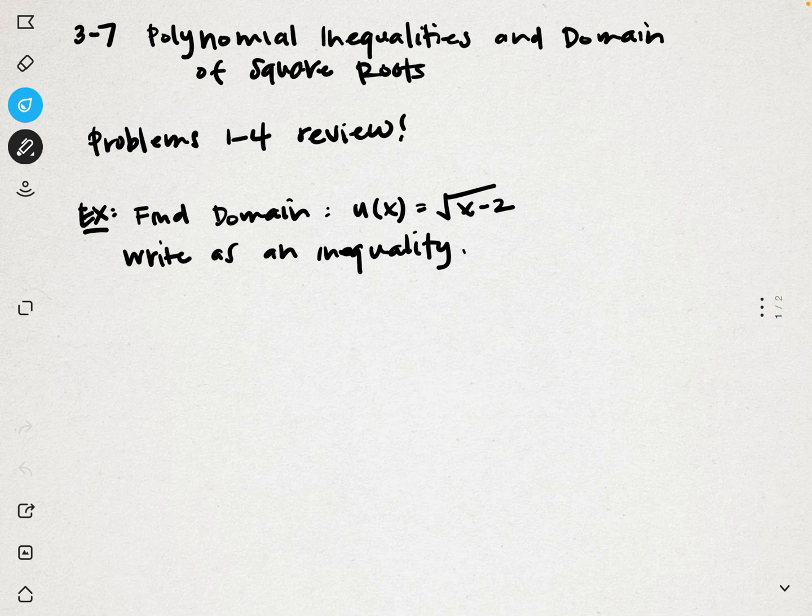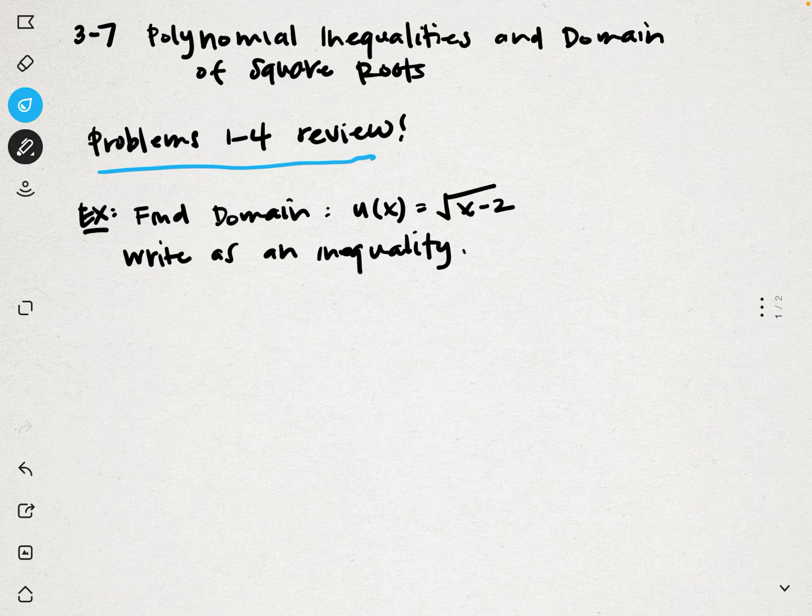Just a little note here that problems 1 through 4 in your Alex assignment today are review from last time. So, yeah, just a refresher. That's mostly the polynomial stuff. The bottom part, find the domain of the square root stuff, we're gonna do right now. All right, so let's check it out.